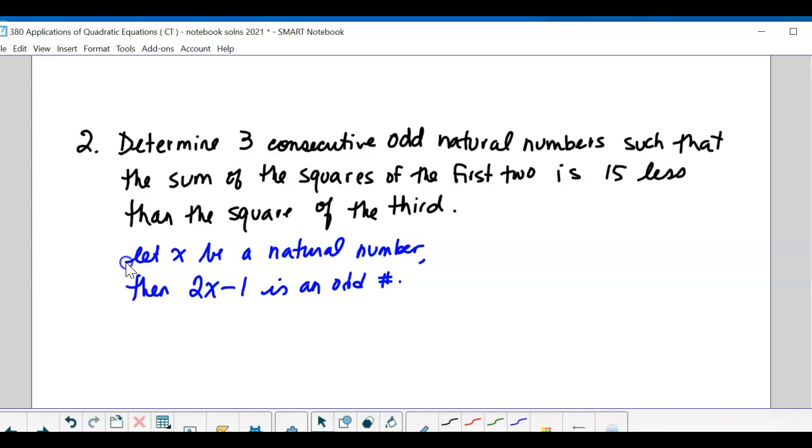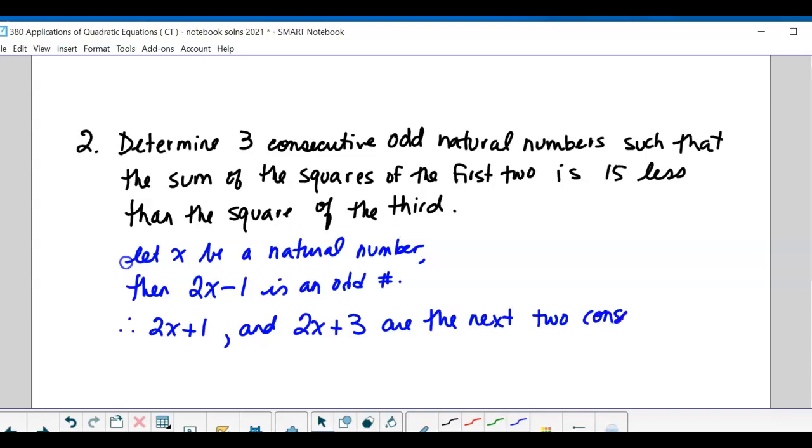Okay, then 3 consecutive. Therefore, 2x minus 1, so we take this and add 2 to it. And then we add 2 to that. On the next 2 consecutive odd numbers. Okay.